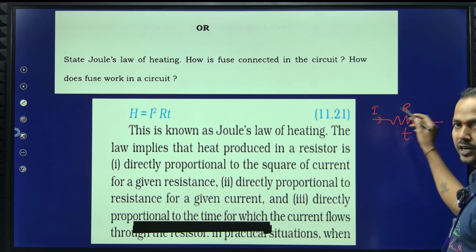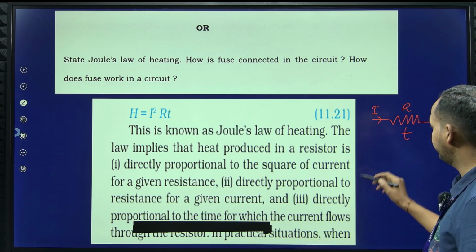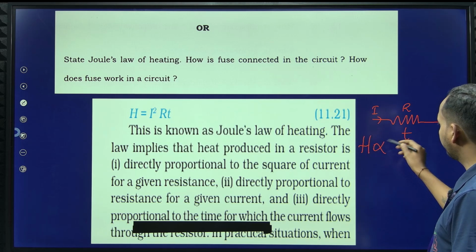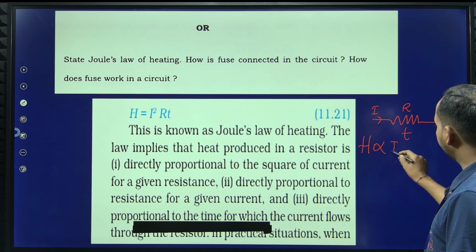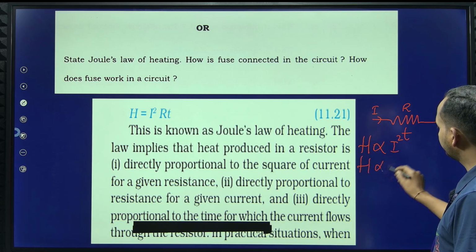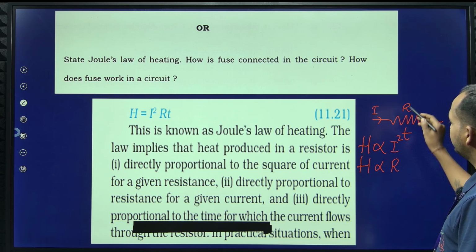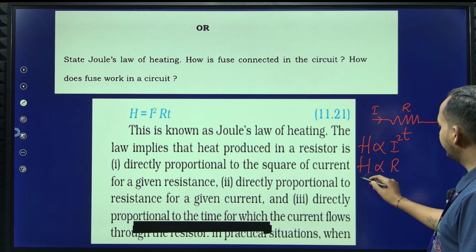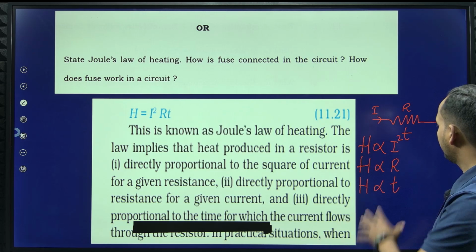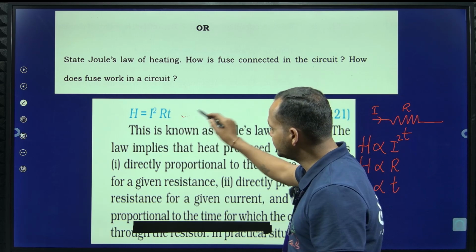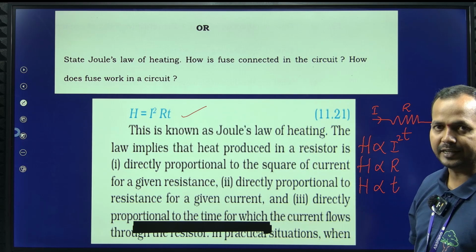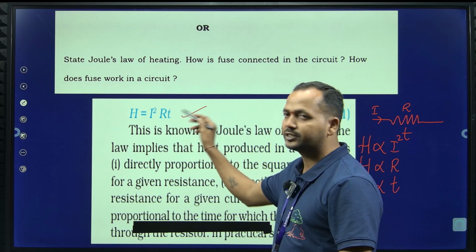Then in this resistor there is a development of heat. Heat is developed, that is this heat. That heat is directly proportional to the square of the current flowing through the resistor, directly proportional to the resistance of that resistor, and directly proportional to the time for which the current is allowed to pass through it. Combining all these three, we have H is equal to I square into R into T. That is Joule's law of heating, which gives the relation between current, resistance and time.